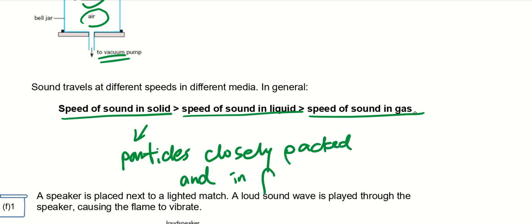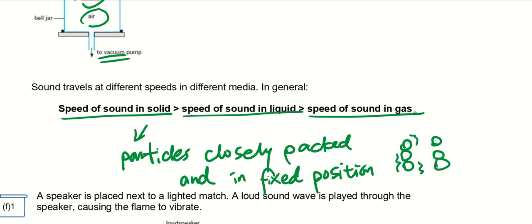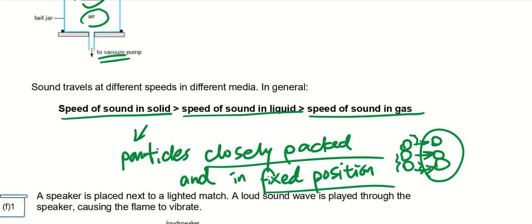Right? So if I make a group of particles at one end of the solid vibrate, okay, so let's say this group over here, I made it vibrate. The other solid particles which are nearby will also be set into vibration, right? Because they are closely packed and they are in fixed positions.